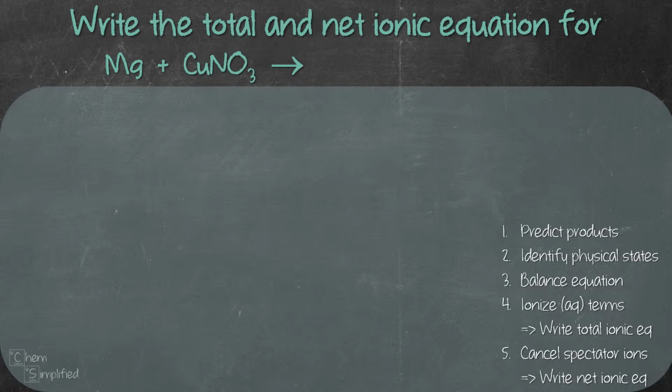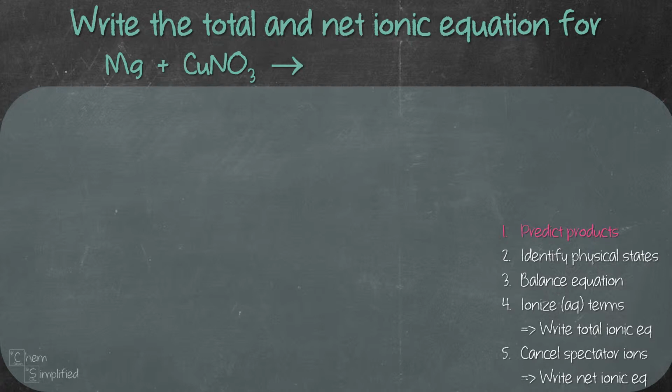We're given the reactants, and that's about it. I consider this a rather difficult question since we're not given the products and the physical states. So since that's the case, the first thing we need to do is to predict the products. Before we can do that, we need to first know what type of reaction these reactants will undergo.